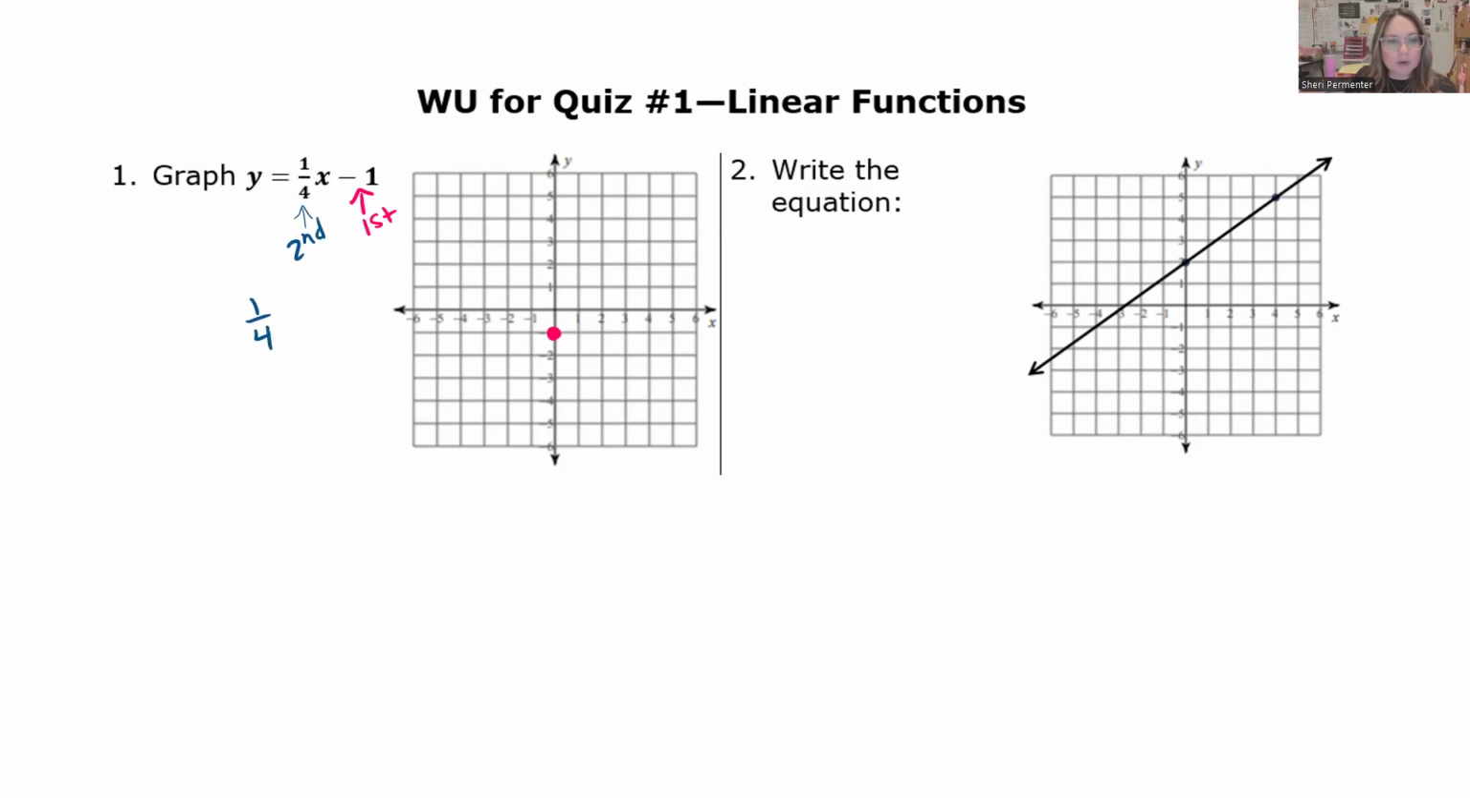And 1/4 tells me go up, and I always go right. So from my point, I'm going to go up 1, and then I'm going to go right 4, and I'm going to put a point. I don't have any more graph to continue this pattern to the right, but I can continue the pattern to the left by doing the opposite. So I'll go down 1 and then left 4 to get another point. I'm going to connect the dots, and I'm going to put arrows on my graph.